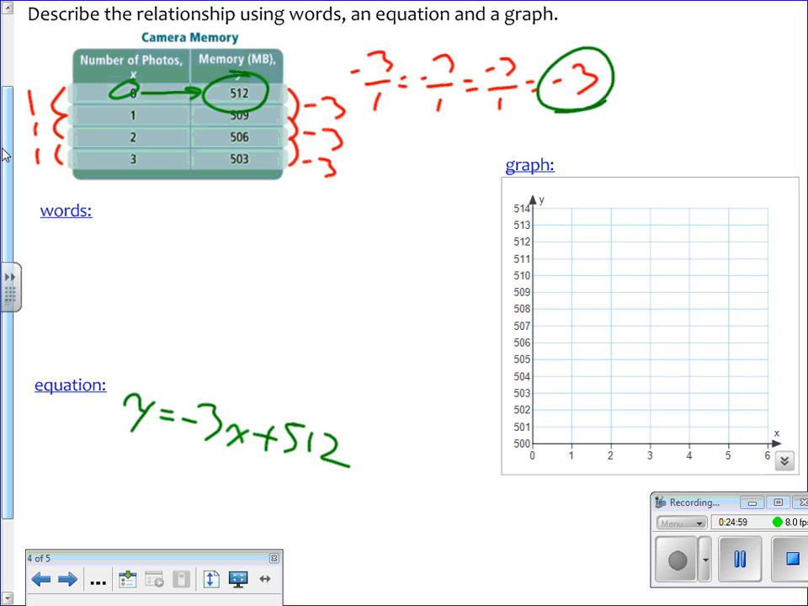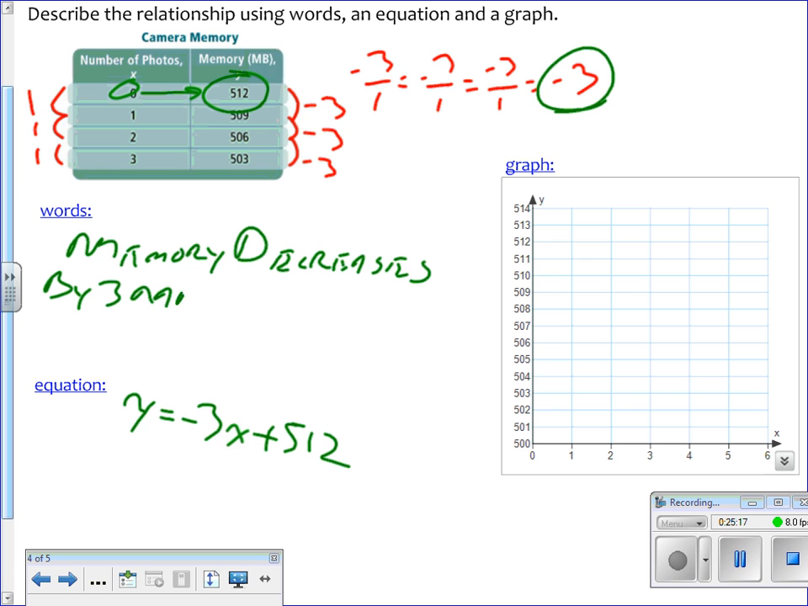Now, what's going on in words? The memory decreases by 3 megabytes for each photo.